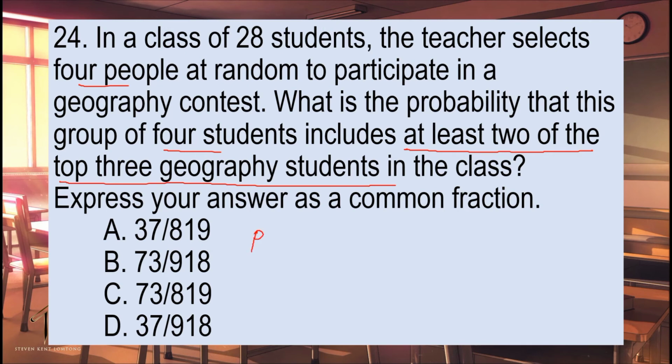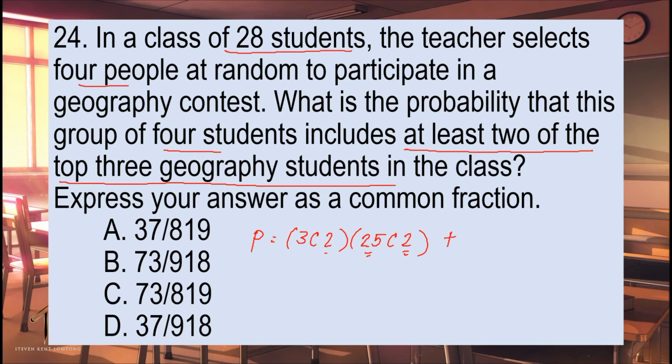So same method. So ang probability natin, so sabi dito, at least 2 of the top 3 geography students yung kailangan. So pag sinabing at least 2, that's greater than or equal to 2. So yung una natin, 3C2. So 'di ba, greater than or equal to 2. Yung 2 mapipili from the top 3 geography students. And syempre, yung kasama niya is 25C2 since we have a total of 28 students. And 4 yung pipiliin. So yung itong dalawa is from the rest of the class.